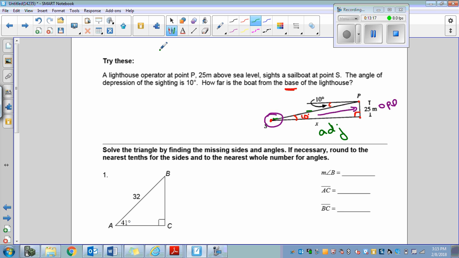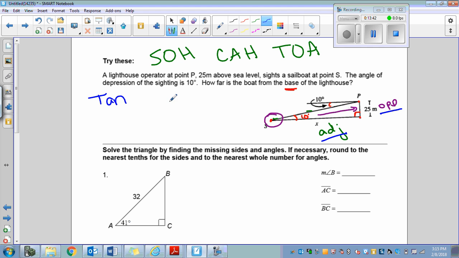So I'm going to write SOHCAHTOA for you. SOHCAHTOA. And we need to decide which trig function uses the things that we have, the opposite side and the adjacent side. So we're going to go opposite and adjacent, no. Opposite and adjacent, no. Opposite and adjacent, yes. So we know it's tangent of 10 degrees equals, in tangent, we need opposite side first, which is 25, over adjacent side, which is X.